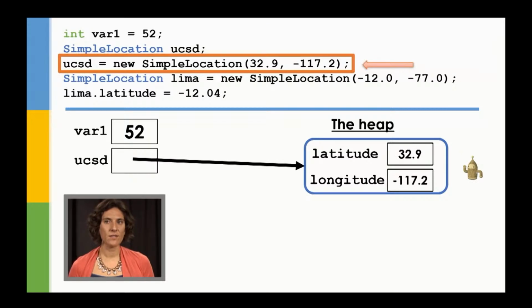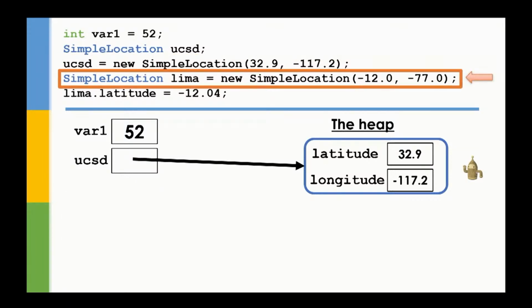And where do they get their values? Well, they get them from the constructor. Those values that get passed in are the values that go into the latitude and longitude variables inside that object, which is over there in the heap. So this is the complete memory model after these first three lines of code. We've got our primitive variable var1 storing the value 52. We've got our object type variable UCSD, which stores a reference, essentially just a number representing the location of this newly created object in memory, which we represent in our memory model diagram as an arrow. And then we have our object, which has two variables inside of it, latitude and longitude.